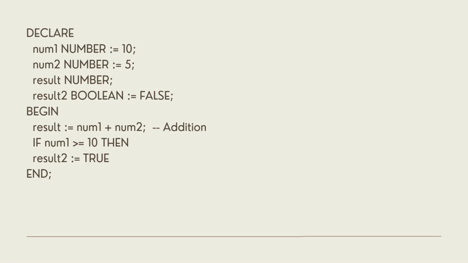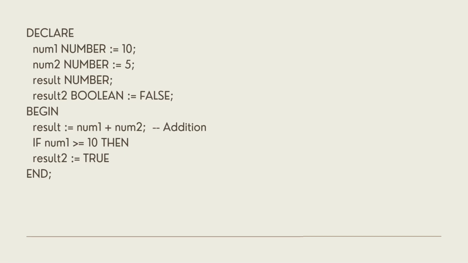Then, in the line below, we are adding the values of num1 and num2 together. Num1 is 10, and num2 is 5, so the sum is 15. This sum is assigned to the variable result, so after this line executes, the value of result will be 15.